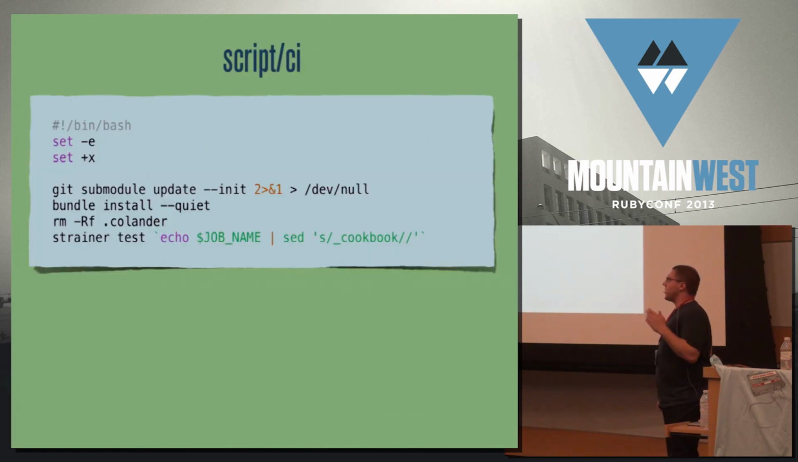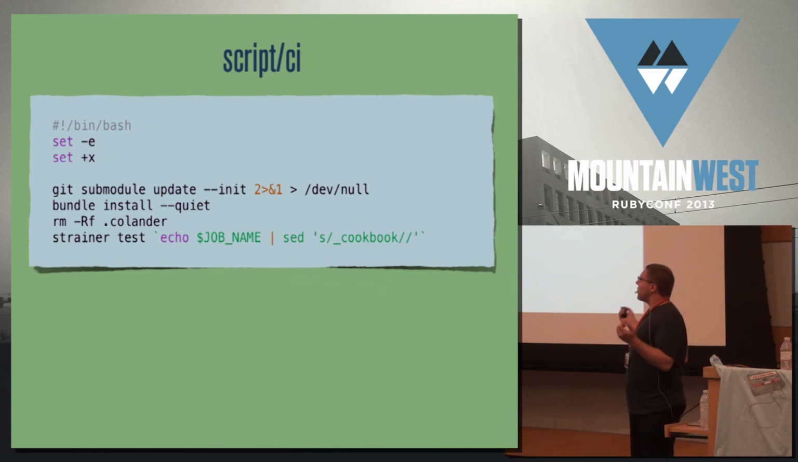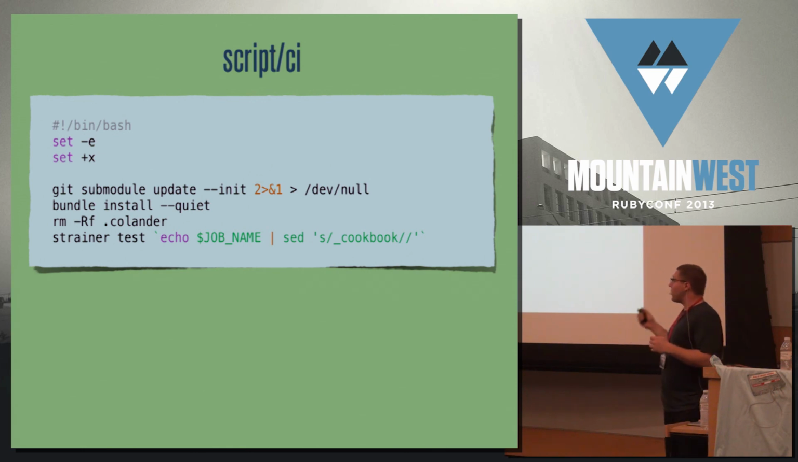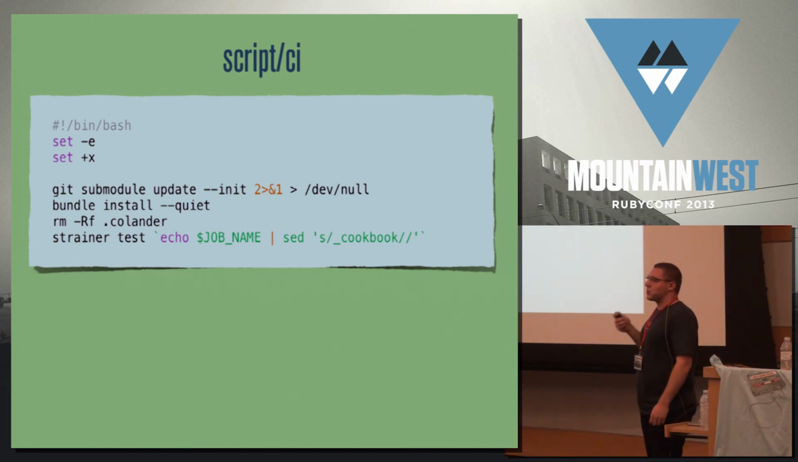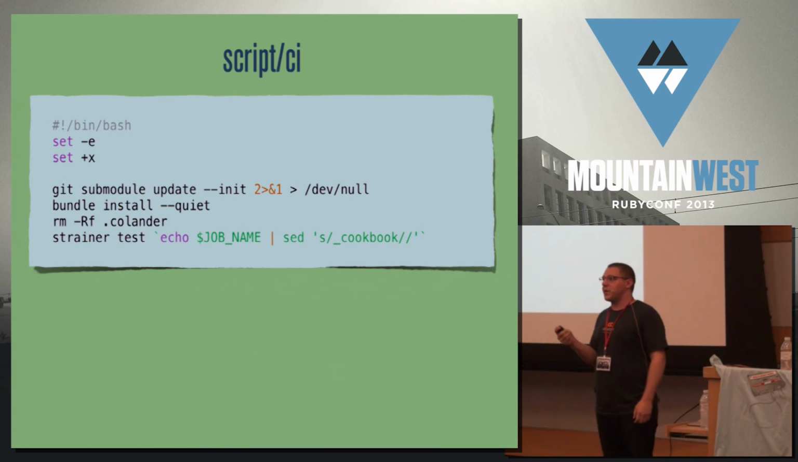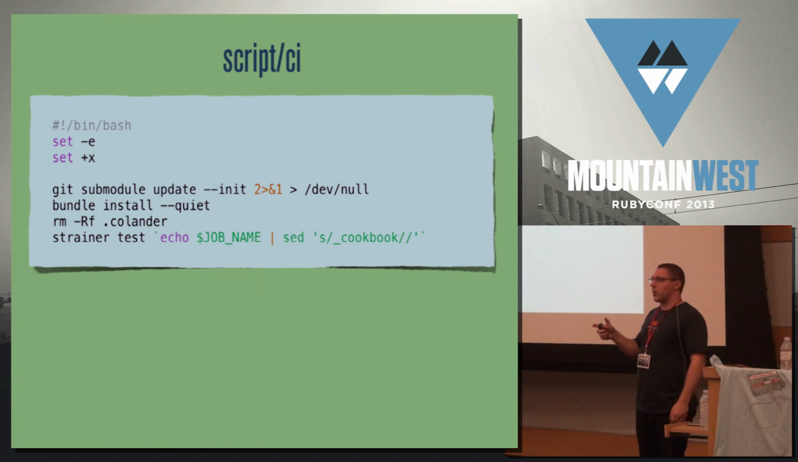So this is specific for Jenkins, but you can do something similar with Travis or Circle. If you create a script/CI at the root of your chef repo, and you add this, which is basically clone my chef repo, and then run strainer test and set the cookbook, what you can do is copy this job a bunch of times, and all you have to do is name it tmux_cookbook and foo_cookbook, and it will run the appropriate tests for that cookbook.